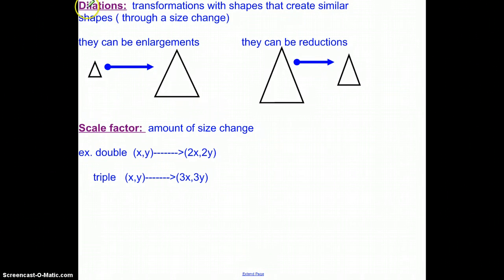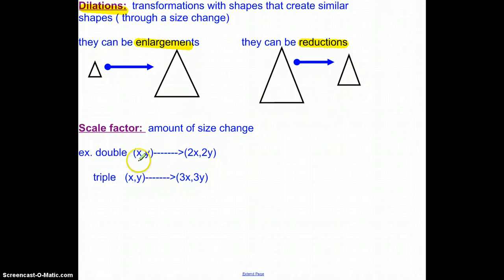First of all, a dilation is a transformation that changes the size. All of the transformations we've looked at before, reflections, rotations, and translations, have all been ones where the size has stayed the same. This is not going to be true now. They are either going to be enlargements, where you start with a shape and make it bigger, or they're going to be reductions, where you start with a bigger shape and then make it smaller.